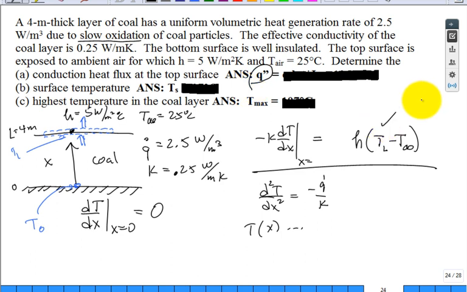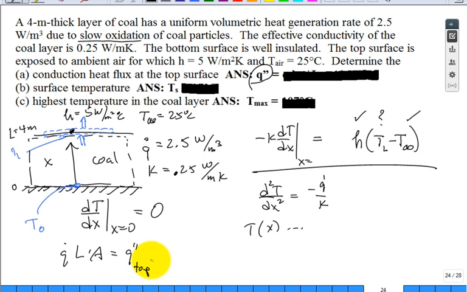We don't know T_L. We do know H and T infinity. So if we could calculate T_L, then we could get the Q double prime of the convection off of it, which is the same as conduction at the top surface. But there's another way of doing it: a total energy balance. If I do a big control volume and ask what's generated inside, isn't that Q dot? If I multiply by L, the height, and then by A, the area perpendicular into the paper, it's going to cancel. Isn't that equal to what goes out the top, Q double prime at the top times the same A? That's where the A's cancel. Right? So with that hint, I'm going to change this to numeric.